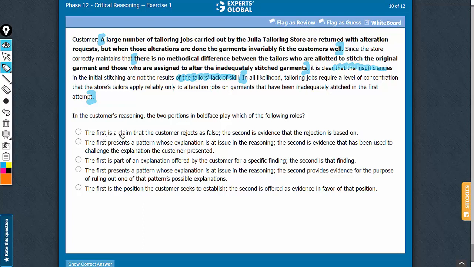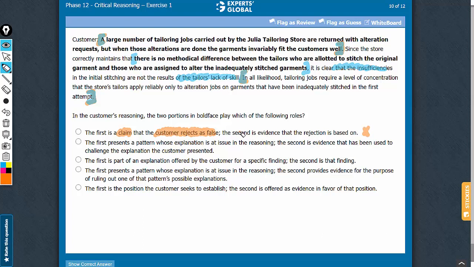Answer choice A, the first is a claim. Claim is not the best term here. However, the main problem here is saying that the customer rejects this claim as false. No, the customer does not reject this claim. The customer goes on to analyze it and come up with a certain explanation for the claim made here. And therefore answer choice A should be very comfortably eliminated.